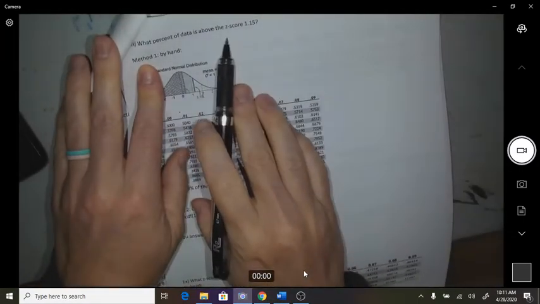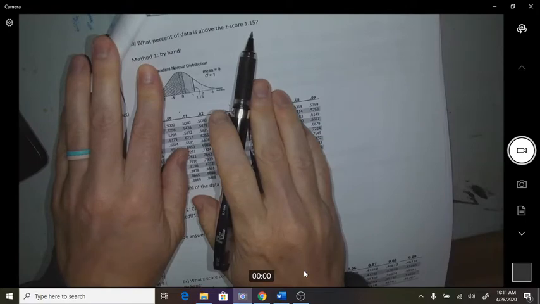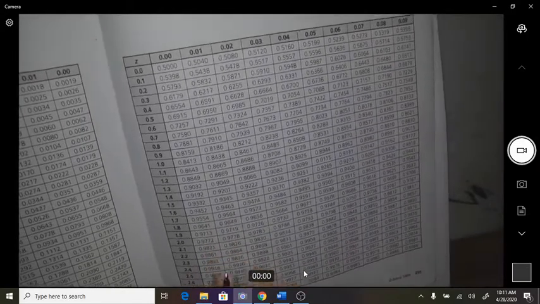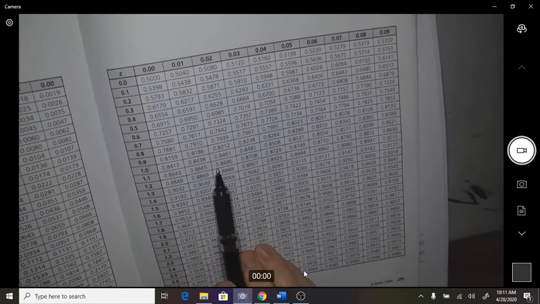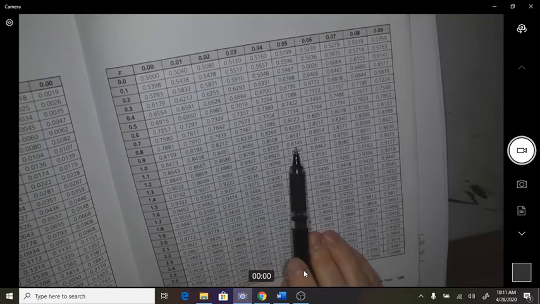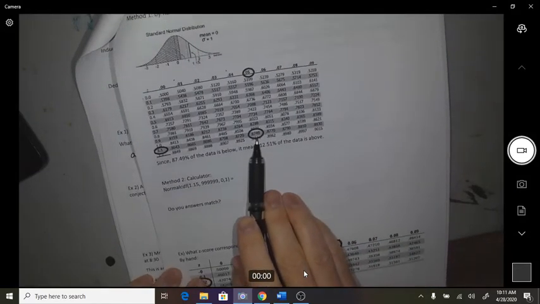Okay, next. What percent of the data is above the z-score 1.15? Okay, so our chart always gives you to the left. So we're going to look up 1.15. So you find your chart again. 1.15, 0.8749. So that's what I have here, 0.8749.